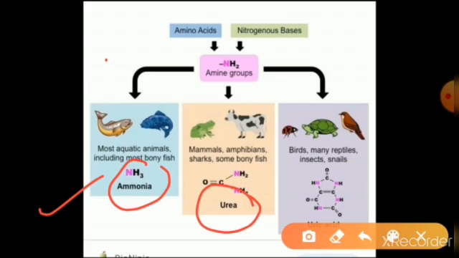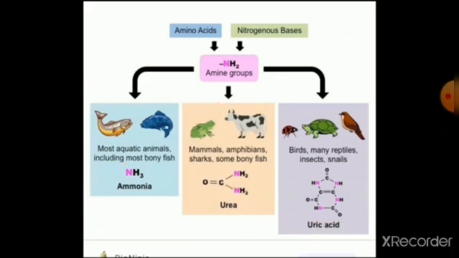So most aquatic animals like bony fishes are ammonotelic. Mammals, we are ureotelic because our excretory matter is urea. Amphibians, sharks, and some of the bony fishes have urea as the excretory matter. Whereas birds, many reptiles, insects, and snails have uric acid as the excretory matter. So they all belong to uricotelic animals.